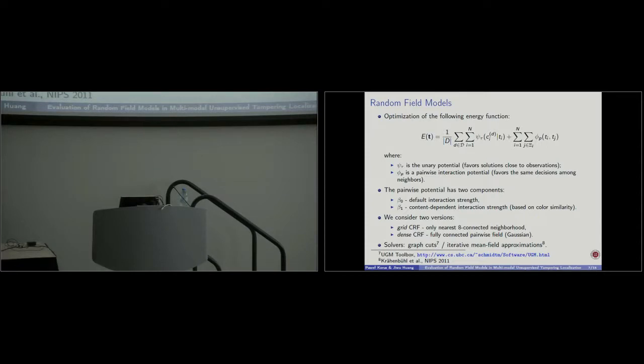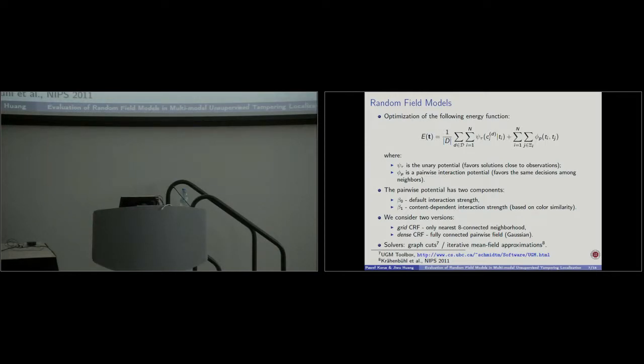The first one is a very simple grid CRF, which looks at only the nearest pixels. So we're looking at the nearest 8-connected neighborhood. So we have 8 neighbors, the one to the top left, left, bottom, and so on. And we're also looking at dense CRF, which basically spans a fully connected pairwise field over the whole image.